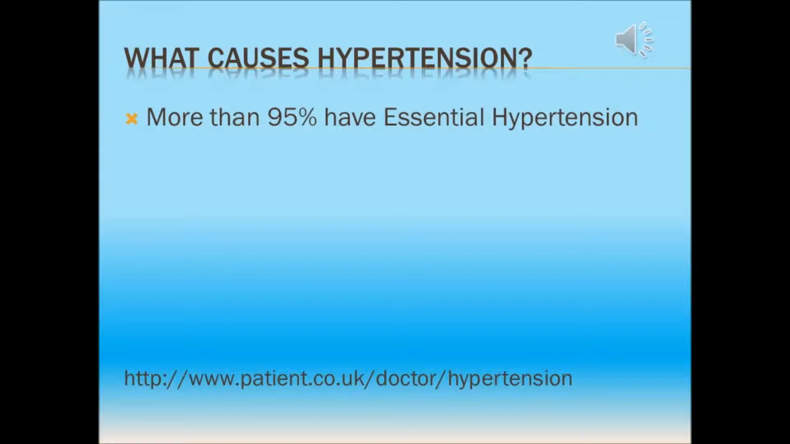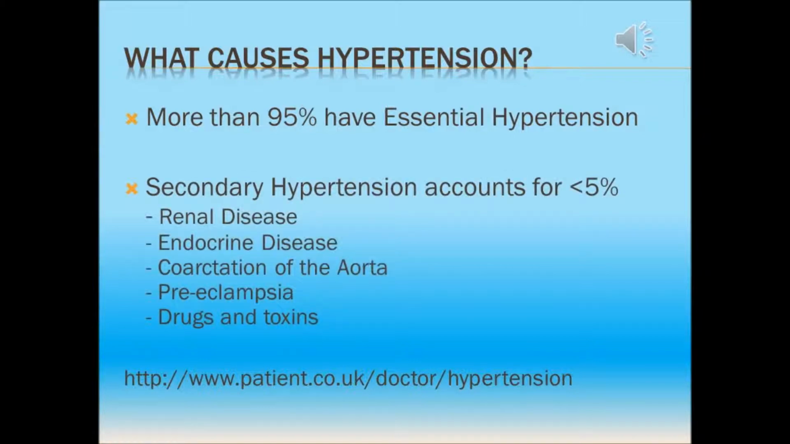For this tutorial, we're going to go over the management of essential hypertension, but it's worth knowing about secondary hypertension, which accounts for about 5% of cases. This is caused by renal diseases, endocrine disease, coarctation of the aorta, preeclampsia, drugs and toxins, just to name a few.